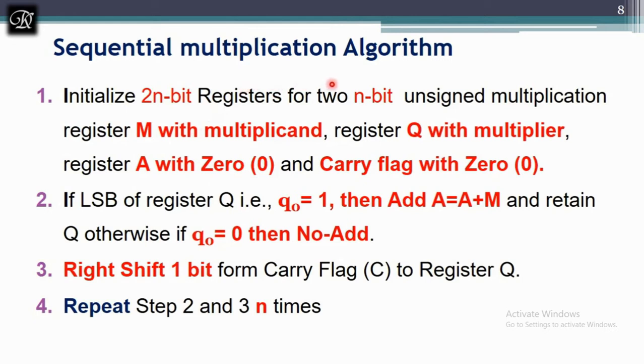The sequential multiplication algorithm goes like this. First, we have to take 2 n-bit registers. For unsigned multiplication, we call the first register m, with the multiplicand. We are going to initialize the m register with the multiplicand and register q with the multiplier, as we discussed before. I need an additional register over here, that is a. We are going to set the a content initially to 0 because we did not start anything, so the initialization will be 0. And we need support from the carry flag, which is also set to 0. Initially there is no carry, so we are going to set it to 0.